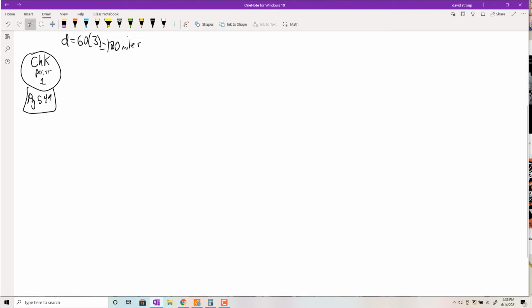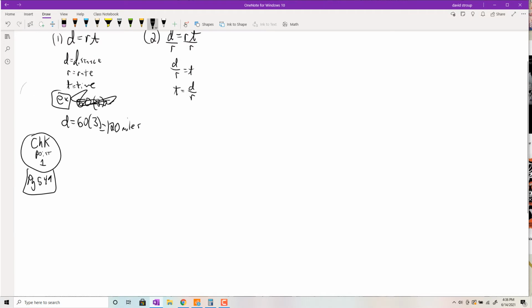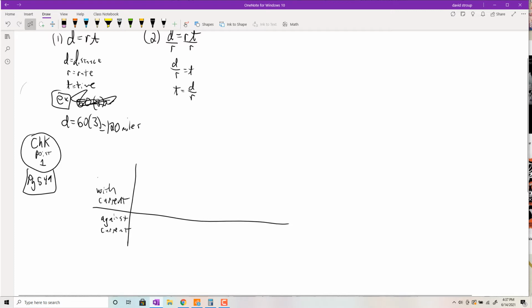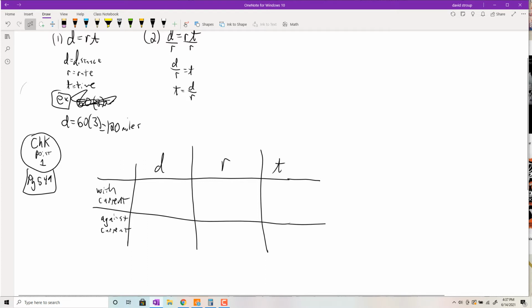Okay, so the first thing you're probably going to do is set up a chart. So you're going downstream with the current, which means you'll be going a little bit faster, and you're going upstream against the current, which means you're going to be going a little slower. Then we're going to do this table where I'm going to put the variables from our formula for motion in the first row. Okay, so we have D, R, and then T. And for T, we're just going to take whatever we find for D and put it all over whatever we find for R.